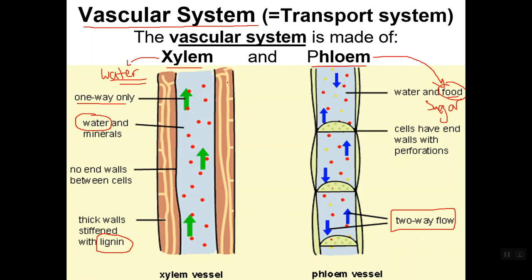whereas xylem is one directional, it's water only, even though there are some minerals dissolved in it. And by minerals we mean phosphorus, potassium, and all that stuff. But xylem is mostly associated with water.